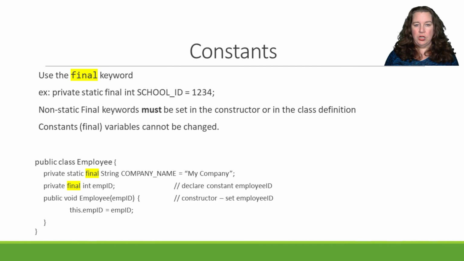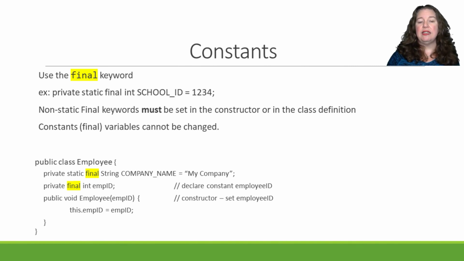Non-static final variables must be set in the constructor or in the class definition. So final, remember, constant, means that they can't be changed. They have to be set once and move on. If they are non-static, that means that they do not all share the same value. Everybody has their own value, but you still might want to make it a final constant, such as their employee number. Their employee number shouldn't change. In theory, you set their employee number once and you move on with your life. You would never change their employee number. Your date of birth generally doesn't change. We could make that a final as well. These are constant values that are set once.